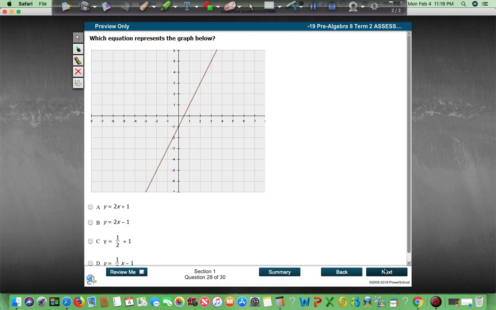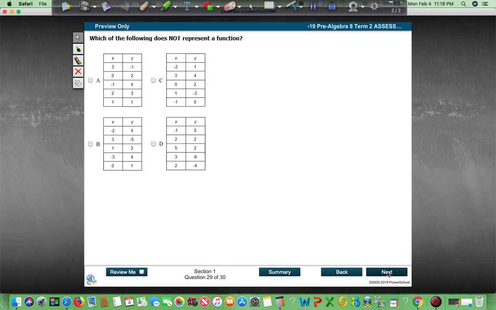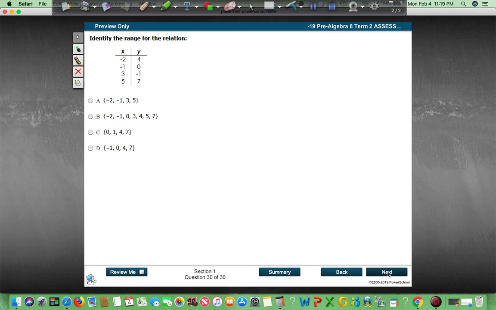Question 28. Which equation represents the graph below? Question 29. Which of the following does not represent a function? Question 30. Identify the range for the relation.